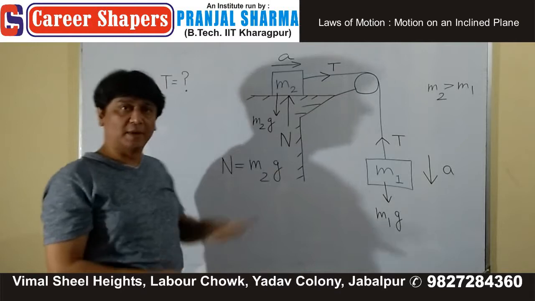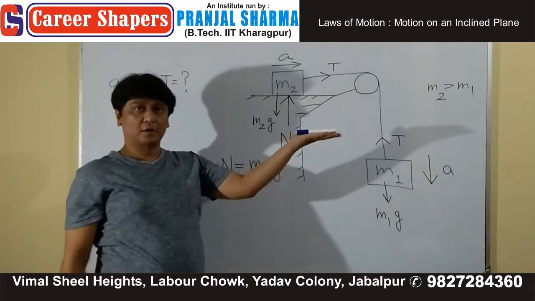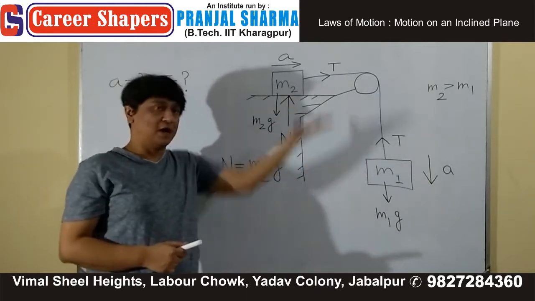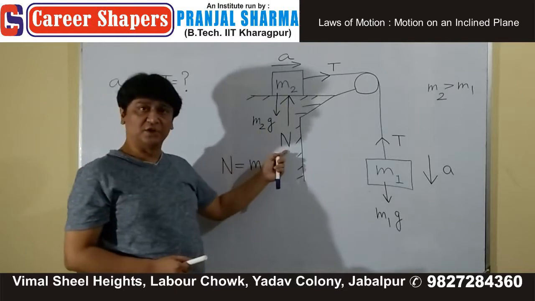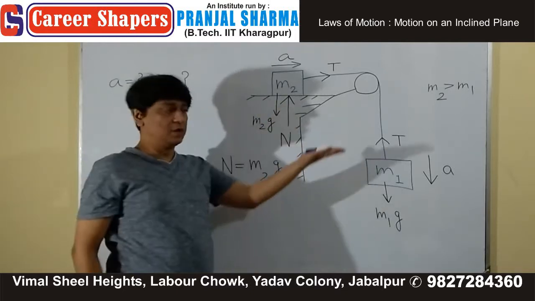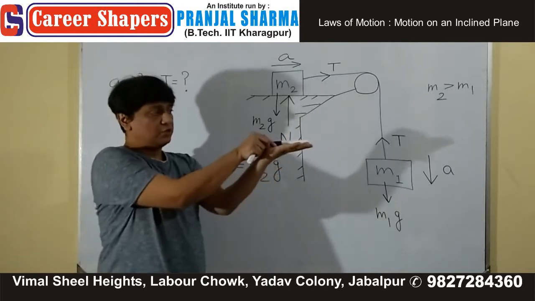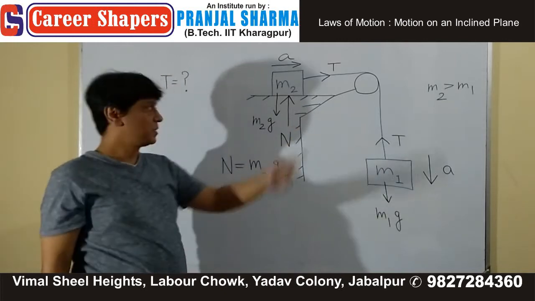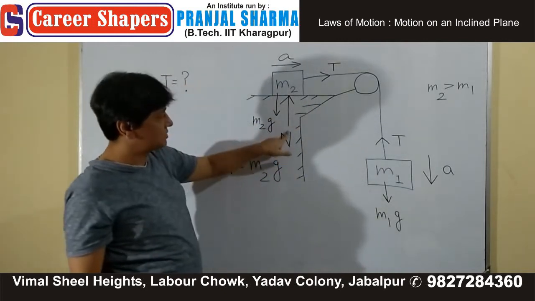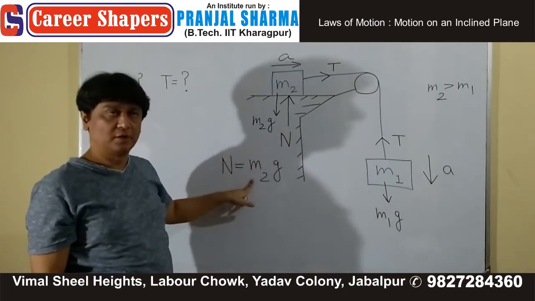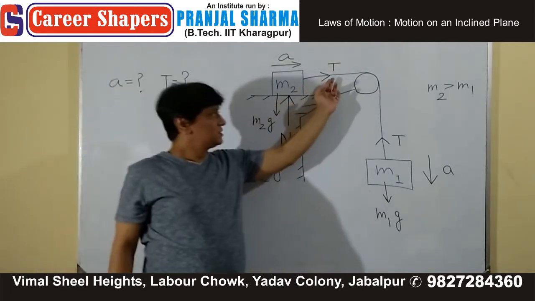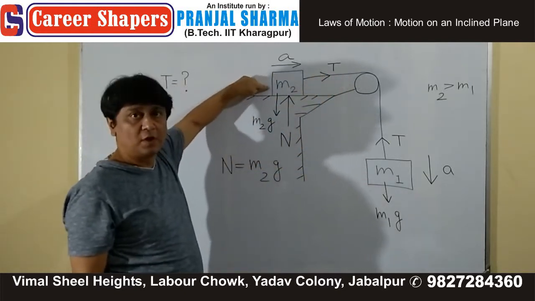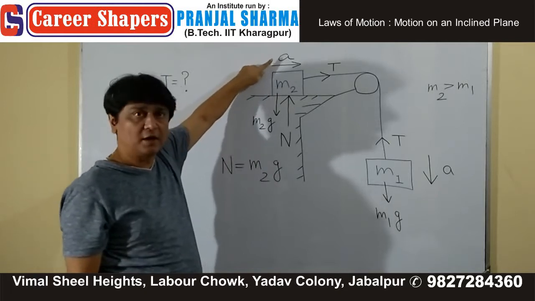And first of all, why do I say they are balancing each other? This is the block, and you have seen the questions of lift. If lift goes up and down, then this N changes. But this table is fixed, it's rigid. This block can only move horizontally like this. It cannot move up and down. If it cannot move up and down, then this N is balancing M2g. This T is the only force left acting on M2, which is producing this acceleration A.